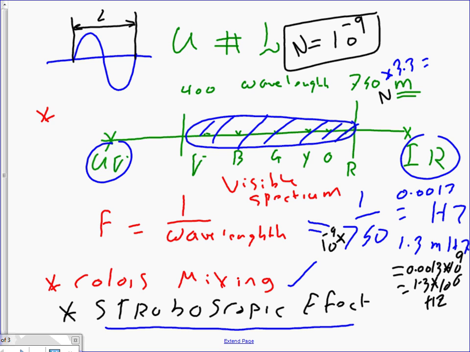The beginning. Why do we care? Because when you design a fixture like that one above your head, you need to make sure that you hit that visible spectrum. Otherwise, it's worthless. You can't see from it.